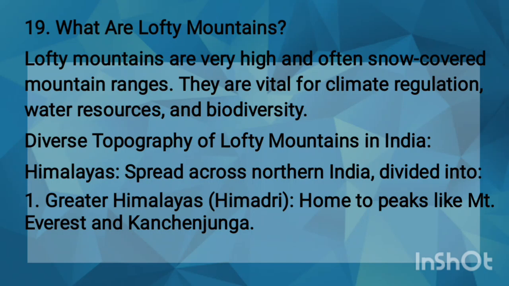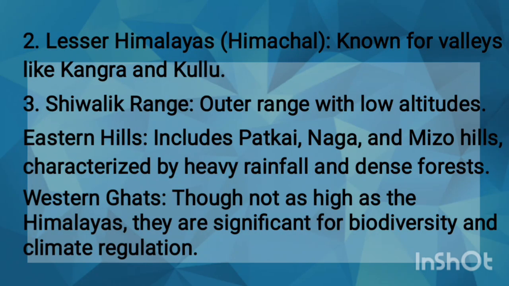In India, the diverse topography of lofty mountains includes the Himalayas, which stretch across northern India and are divided into three parts: the Greater Himalayas, home to peaks like Mount Everest and Kanchenjunga; the Lesser Himalayas, known for valleys such as Kangra and Kullu; and the Shivalik ranges, the outermost ranges with lower altitude. The eastern hills, comprising the Patkai, Naga, and Mizo hills, are characterized by heavy rainfall and dense forest. The Western Ghats, although not as high as the Himalayas, are crucial for biodiversity and climatic regulation.